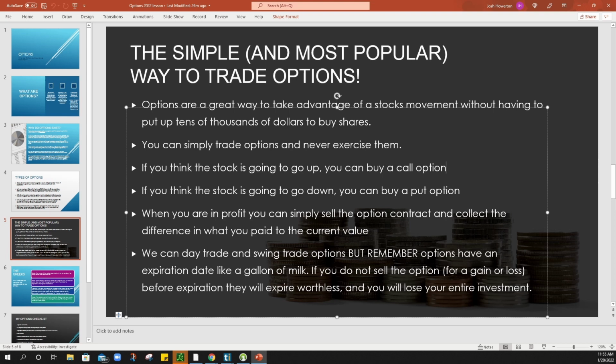I get that question a lot. Josh, I bought this contract. Do I have to sell it at the expiration date? Nope. You can sell it whenever you want, guys. You do not have to hold it until expiration. And that's one of the biggest misconceptions about options.